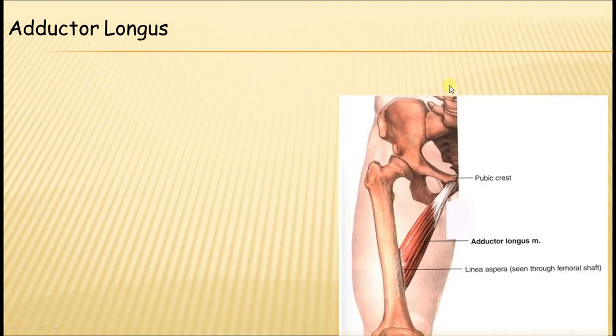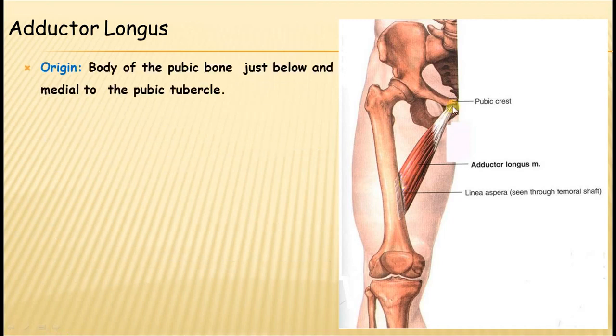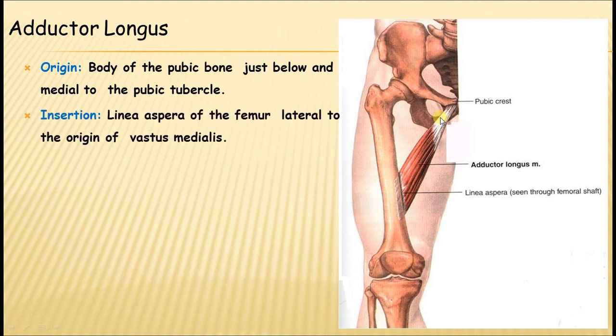Coming to the next muscle, the adductor longus muscle, you are able to see it here. From the anterior surface or front of the pubic bone, immediately below the pubic tubercle, is the origin of the adductor longus muscle, and it gets inserted into the medial lip of the linea aspera, just lateral to the vastus lateralis muscle.